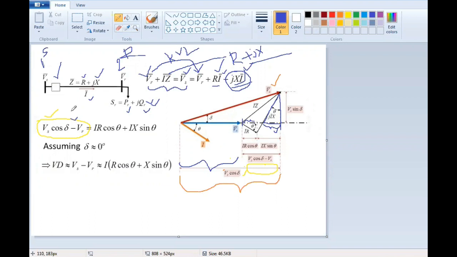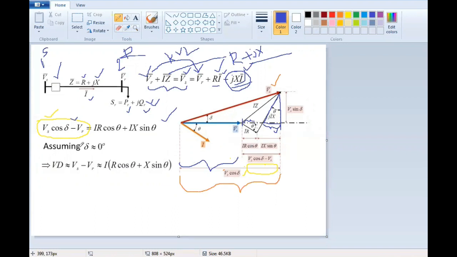Now Vs cos delta minus Vr should be equal to IR cos theta plus IX sin theta, or else you can say Vs cos delta equals Vr plus IR cos theta plus IX sin theta. So this is the equation we got.